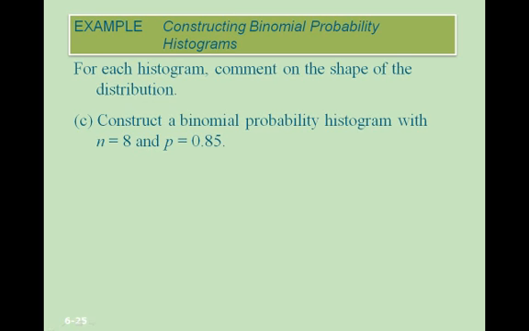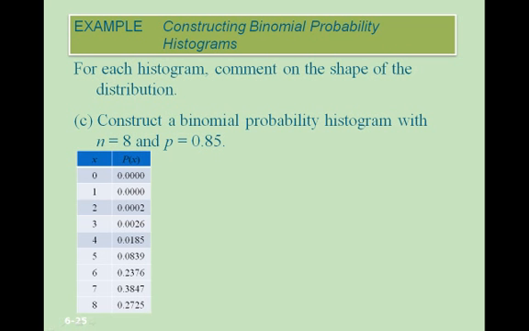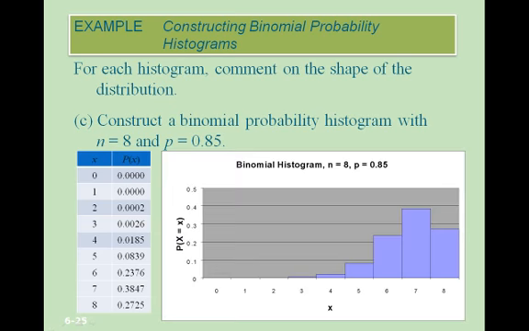And lastly, we want to construct a binomial probability histogram with n equal 8 and p equal 0.85. So again, we've listed our x values and then the probability of those. And you see that it's very similar to part A, just in reverse. So it should make sense then that this probability histogram would be skewed left.